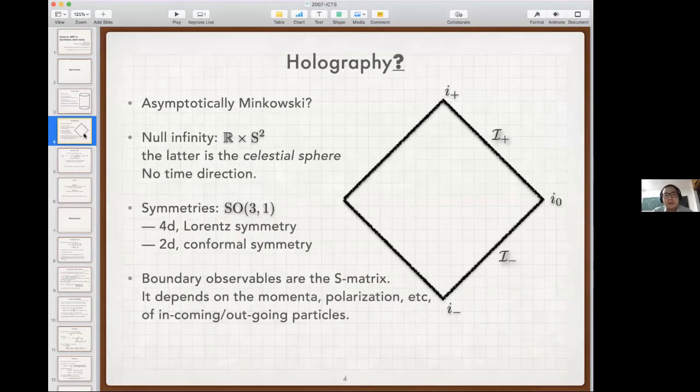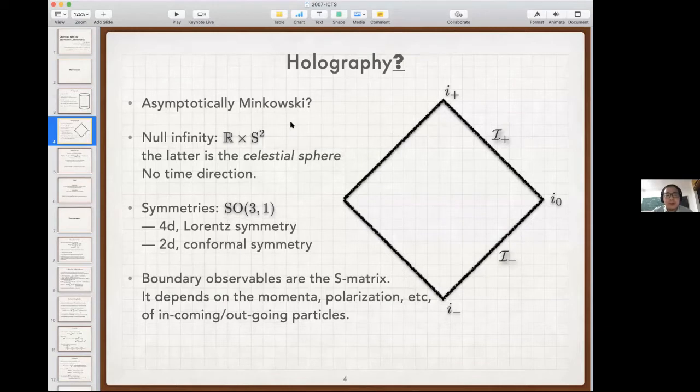But now I would like to switch a little bit and think about whether there could exist a similar holography story, but this time for physics in asymptotically Minkowski space-time. So this should be much more interesting because, in a good approximation, we all live in Minkowski space-time, right? But here, the space-time structure is quite different. The boundary is greatly different.